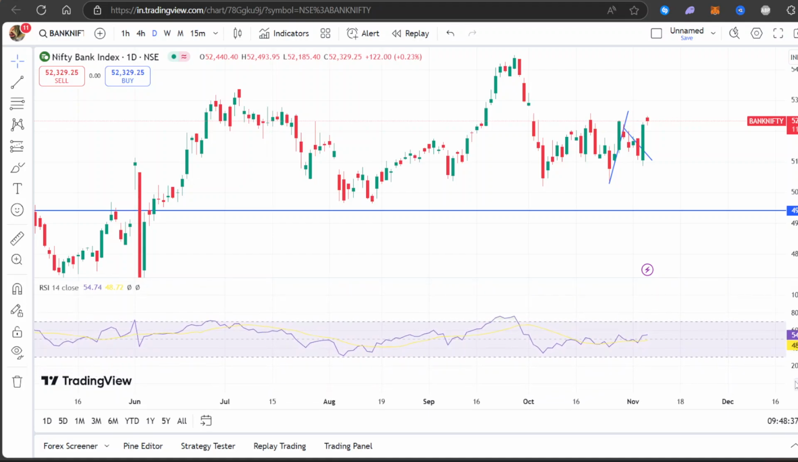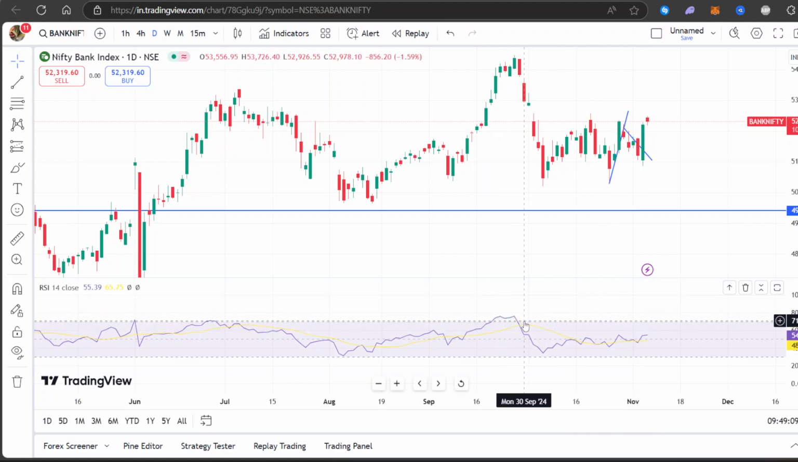As you can see, it ranges from 0 to 100. When you have the RSI value below 30, it shows you an oversold condition. When you have it above 70, it shows you an overbought condition. So now for Bank Nifty, many traders find that RSI settings of 14 are optimal for identifying overbought and oversold levels.